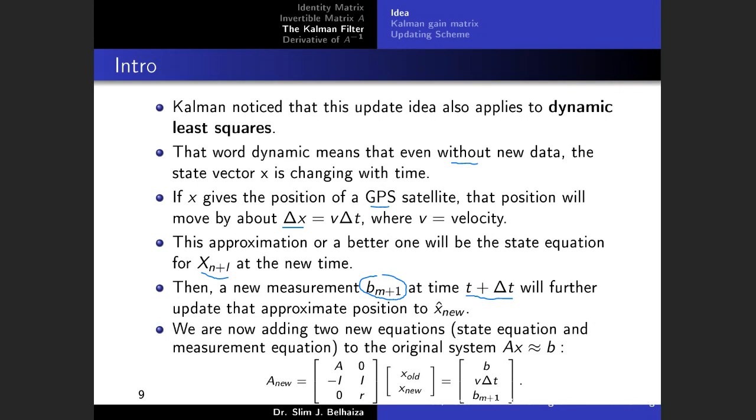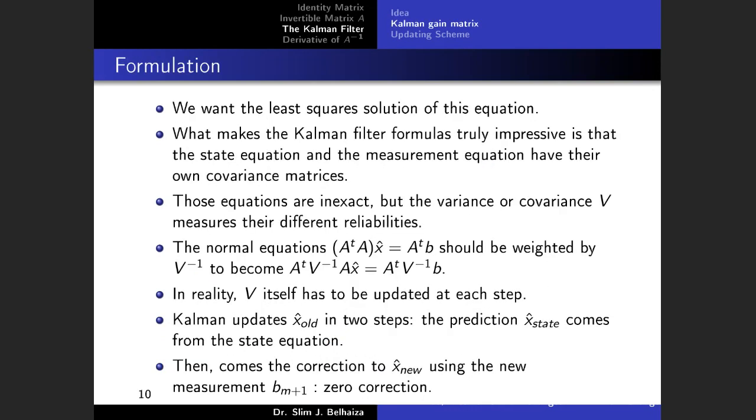So in matrix form, we are adding two new equations, the state equation and the measurement equation. You can say that in state form, this is the new A you get. This comes as the new state equation, and this is the new measurement equation, as we said. So in general, what do we want? We want the least squares solution of this equation.